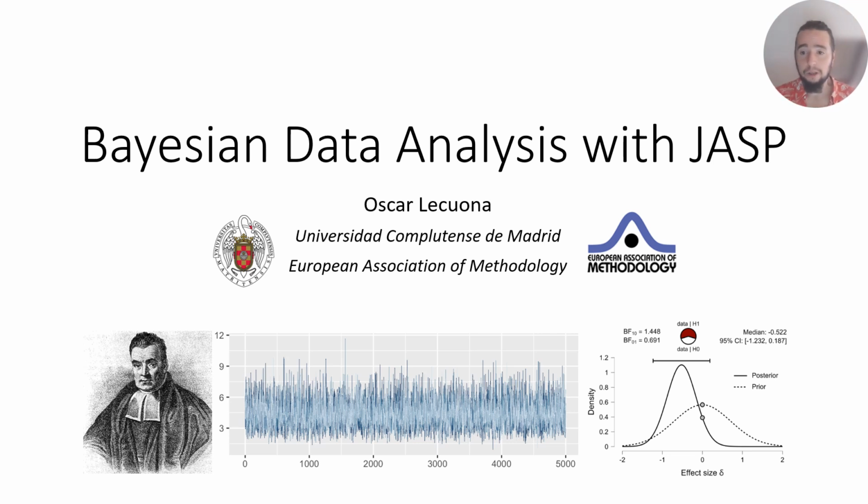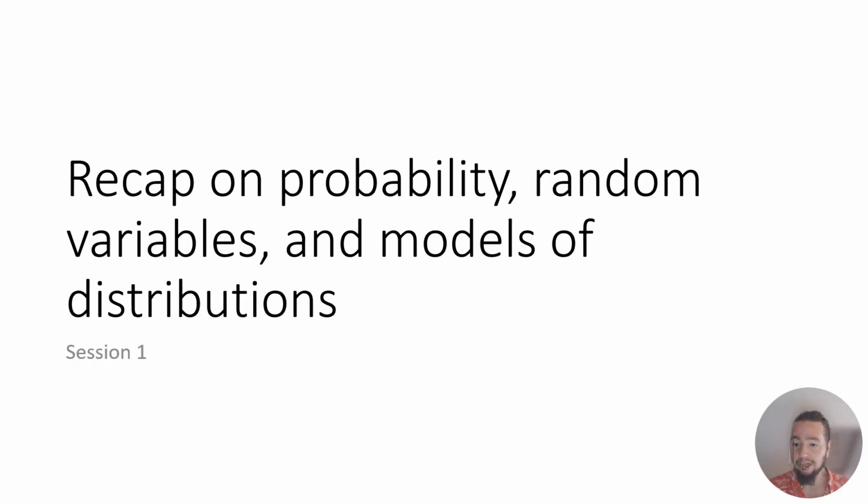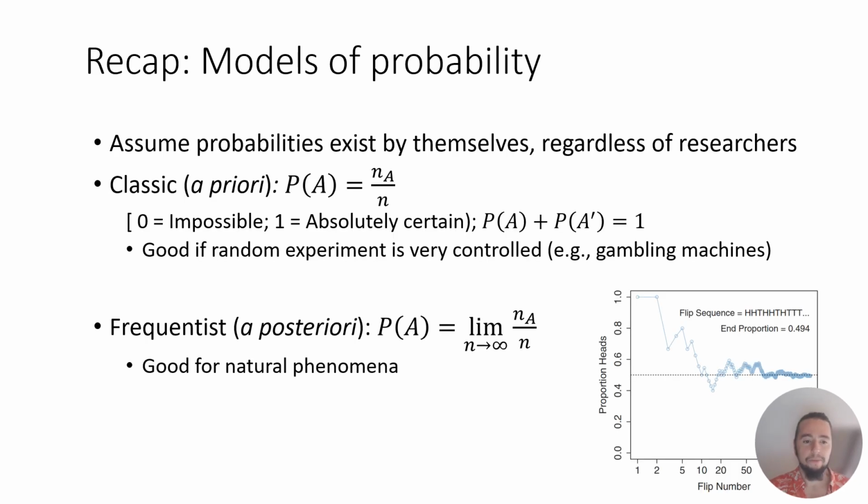Okay, so let's move on and continue with this recap on probability, random variables, and models of distribution. Now that we have this refreshed knowledge about probability basics, I will approach random variables and also models of distribution of probability. Quick recap: we just approached these two main approaches on probability: the classic approach and also the frequentist approach that is the most used.